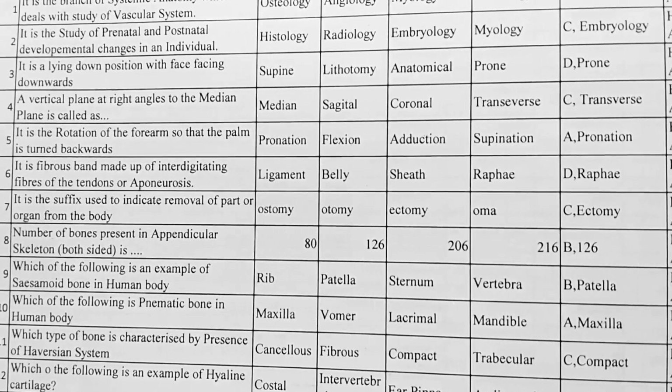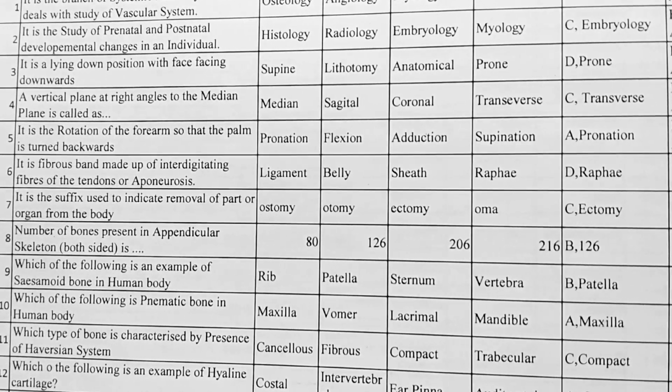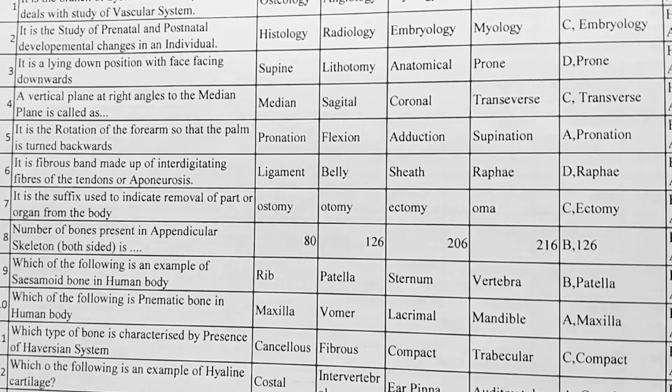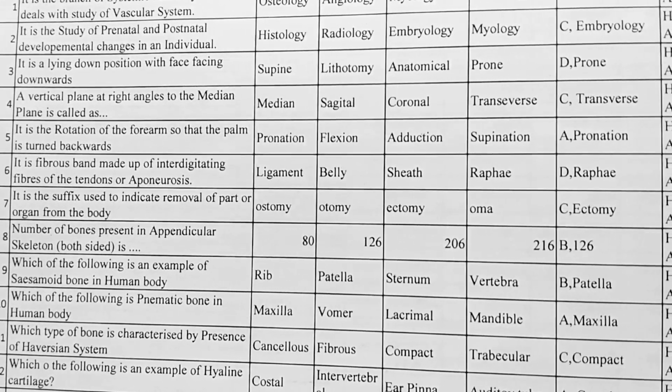Next, a vertical plane at right angles to the median plane is called as. Options are median, sagittal, coronal, transverse. Option C is correct, transverse.